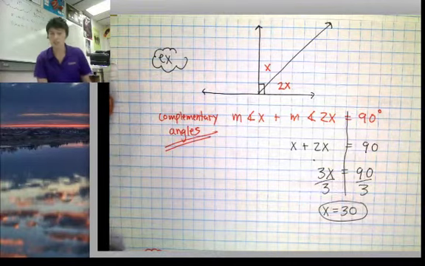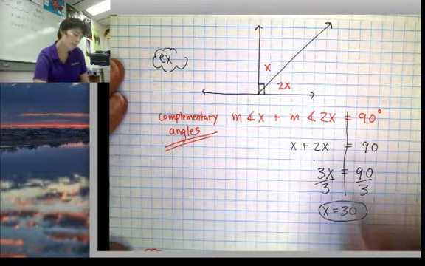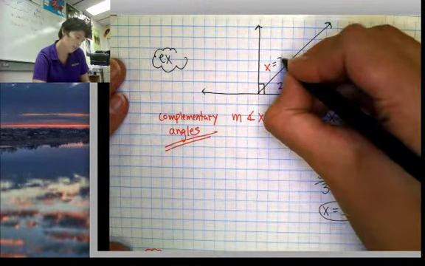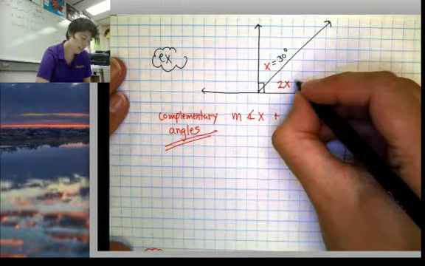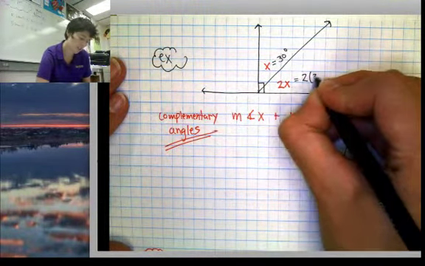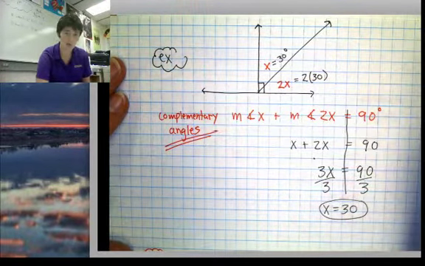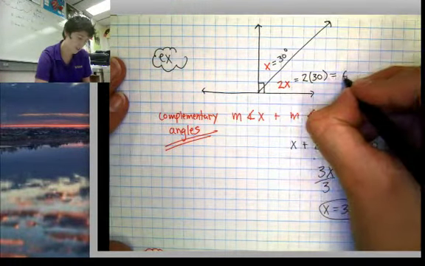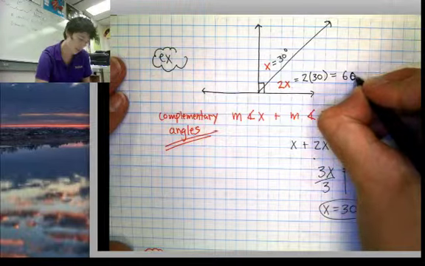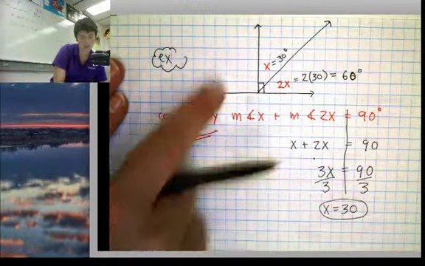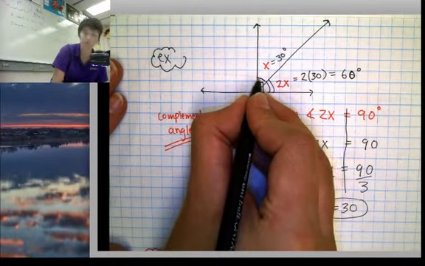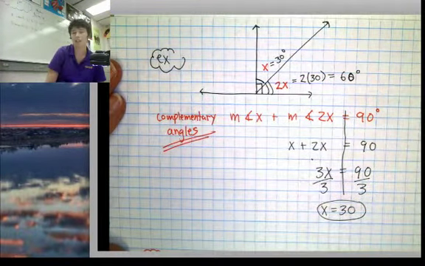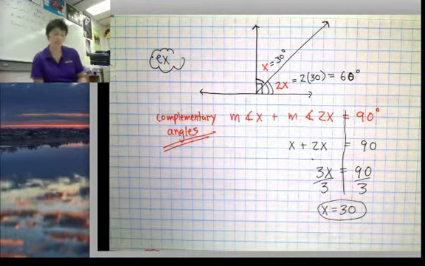So I solve for x. I know what x is. If this is x, then this is 30 degrees in this corner. If this is 2x, then this is 2 times 30 degrees, which 2 times 30 is 60. So we have a 60 degree angle. So this is 60 degrees. It's a little bigger here. And this is 30 degrees from here to here. Makes 90 altogether.